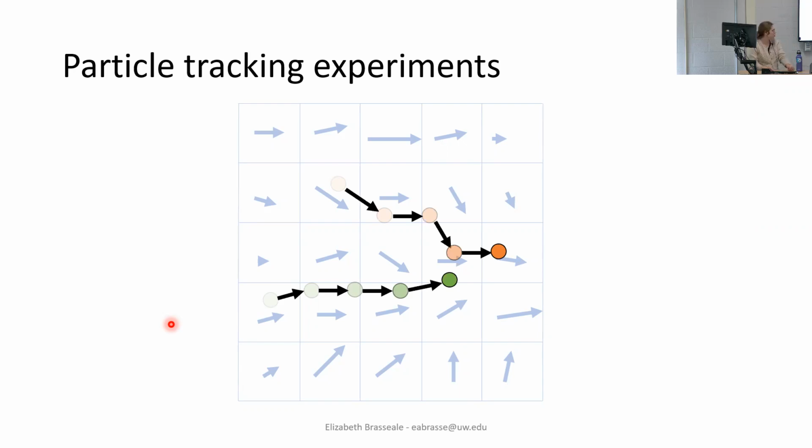You could do this in a couple of different ways. The way that I did it was with an offline system. I generated these background fields, and then I did a bunch of experiments, placing different particles in different places and seeing how they traveled around.